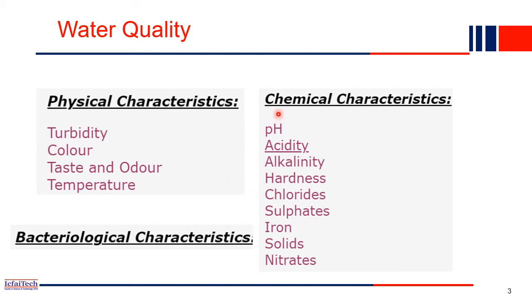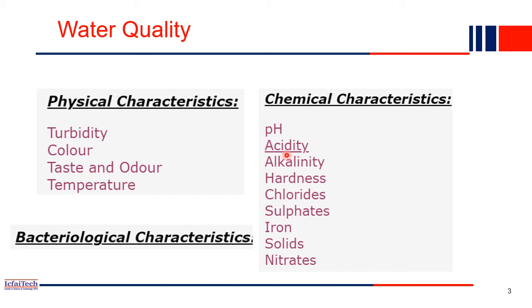So all these parameters you have to find out, and then based on the values we have to choose different treatment plans. For example, in the last slide we discussed the raw water collection, right? From where we can get the raw water. Once you collect the raw water, we find out all these characteristics in that water, like how much is the turbidity, what is the color, what is the taste, odor, all these parameters we find out.